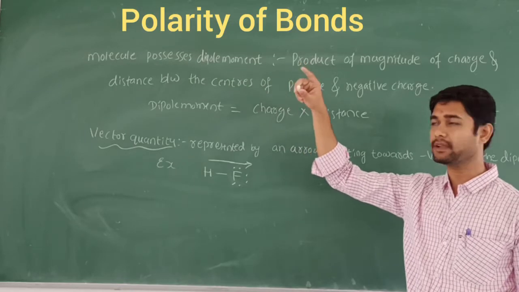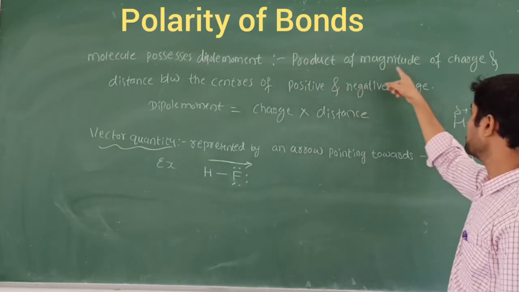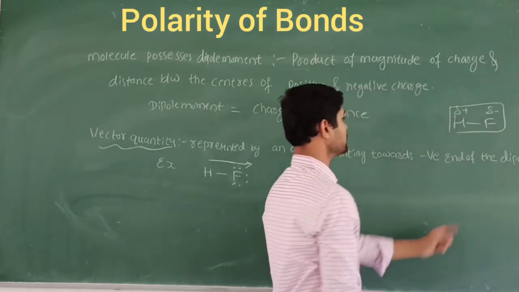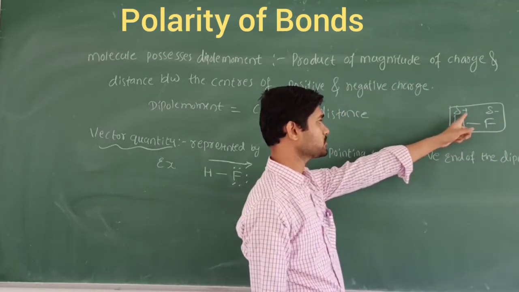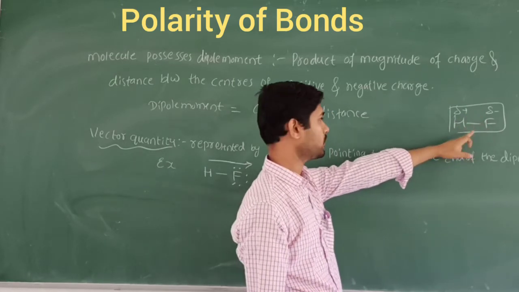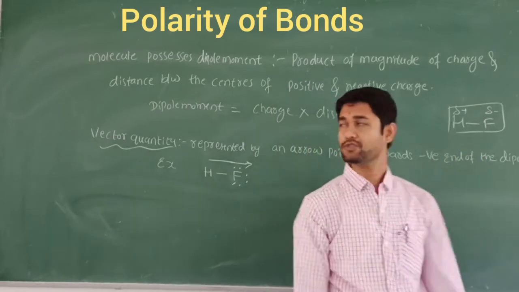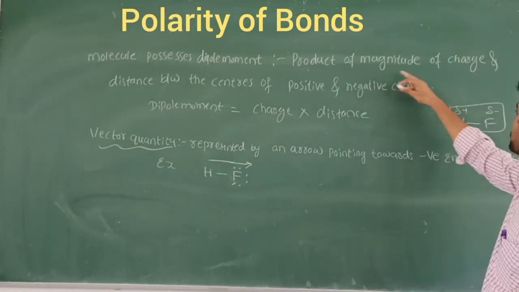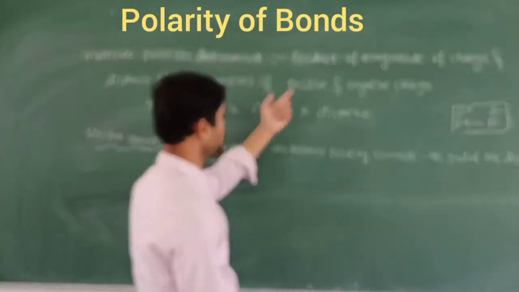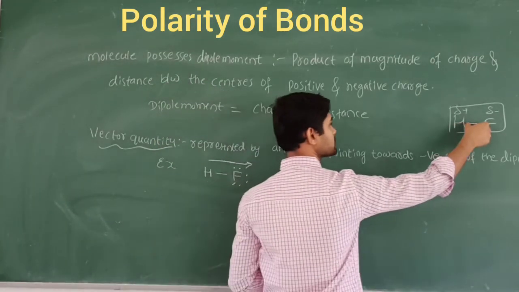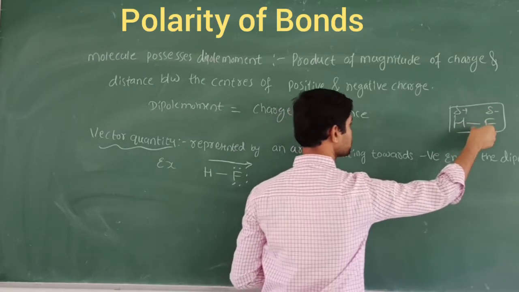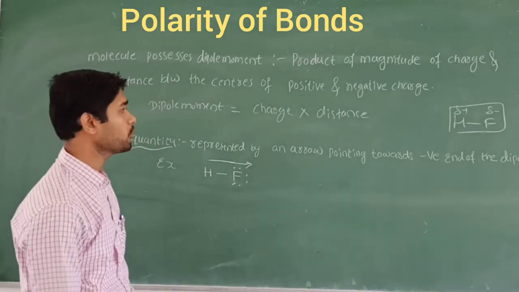What do you mean by dipole moment? Let's discuss. It is the product of the magnitude of the charge, right? Hydrogen has a slight delta positive charge, and fluorine, because of its higher electronegativity, has the delta negative charge. So here is the magnitude of the charge, and the distance between the centers of the positive and negative charges. The separated charges and this distance together we call the dipole moment.